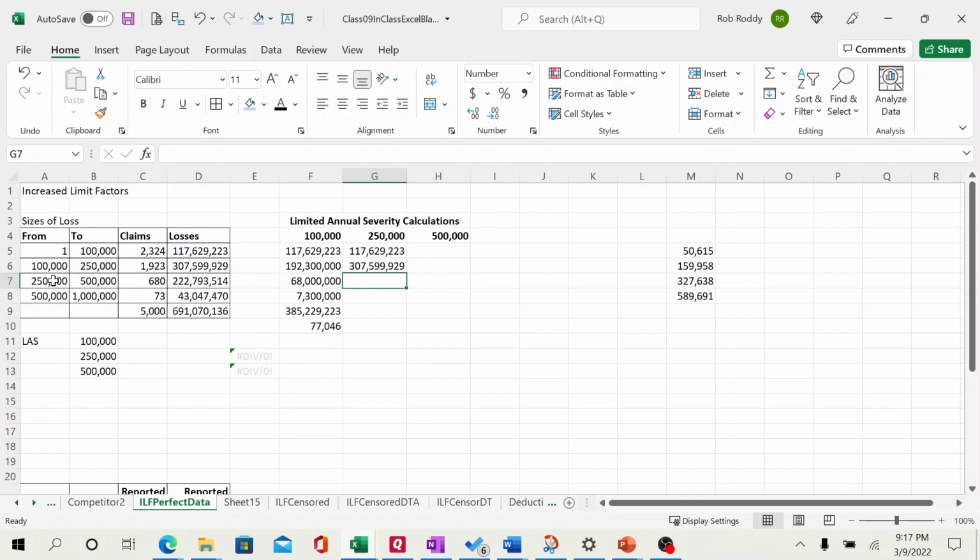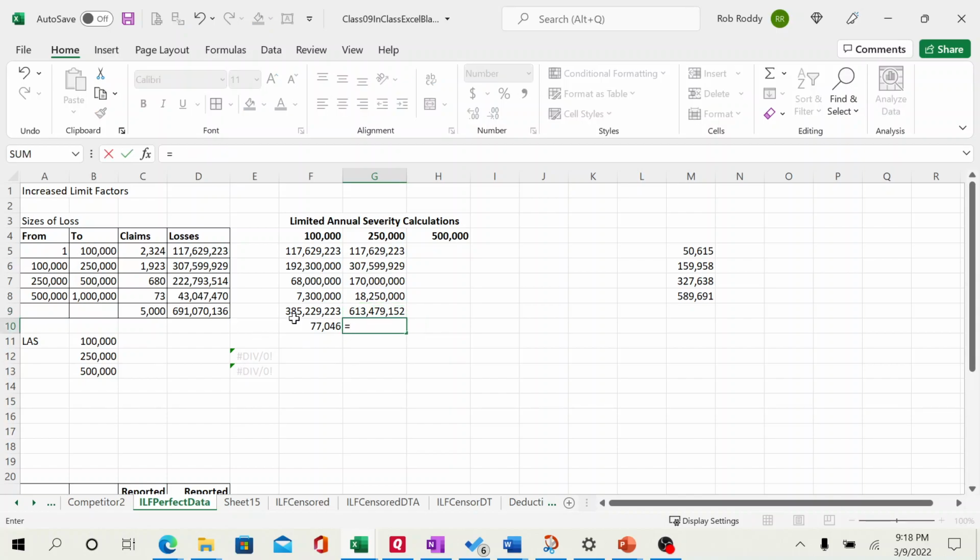Now, what would happen here? Every one of these losses would pierce the limit. So the losses limited to $250,000 is 250,000 times the number of claims. 680 claims, $170 million. Same thing here. The limited losses would be 73 claims times 250 grand, 18,250,000. It's getting late for me. You add up your losses, so now it's $613 million out of this.